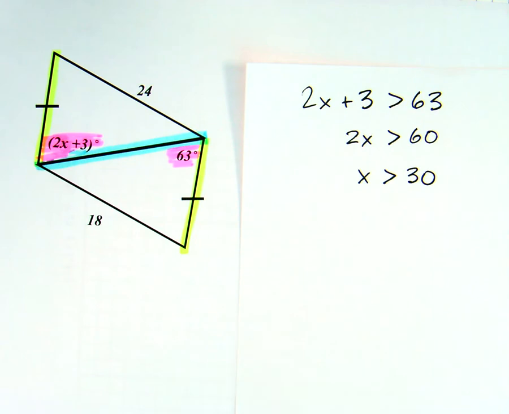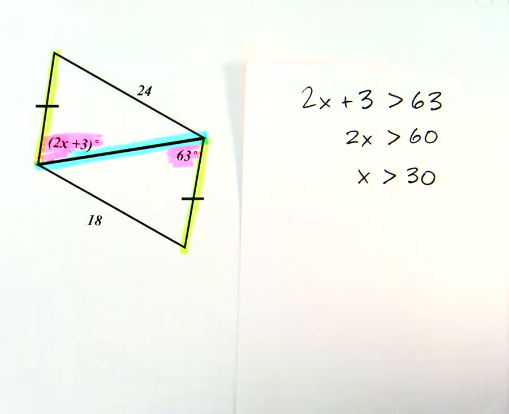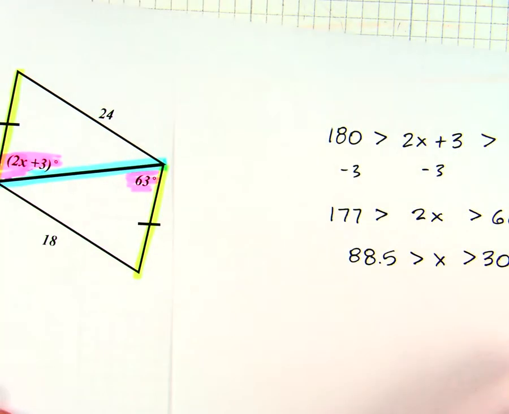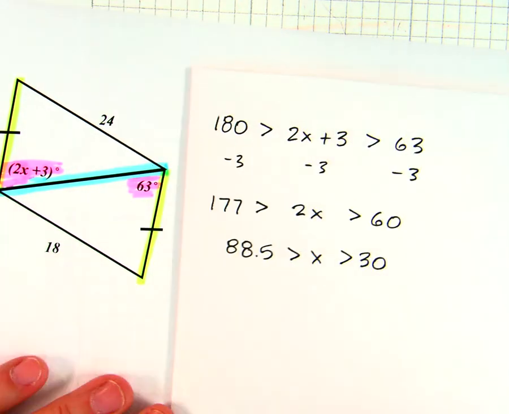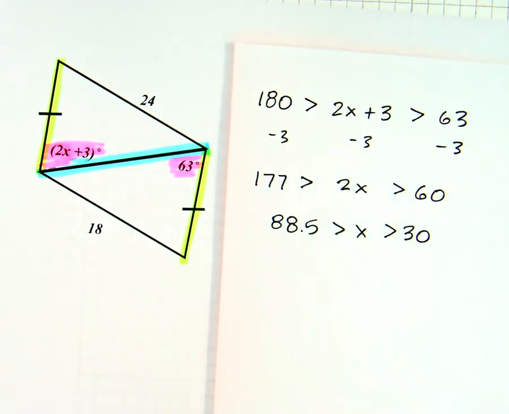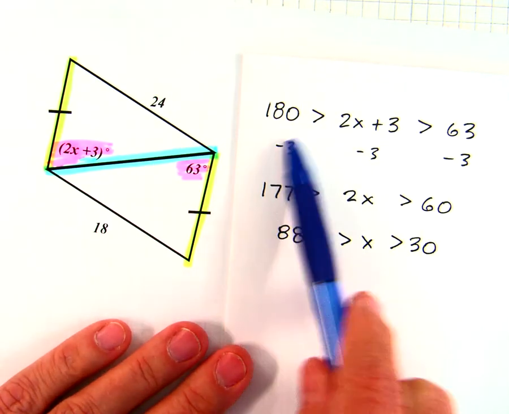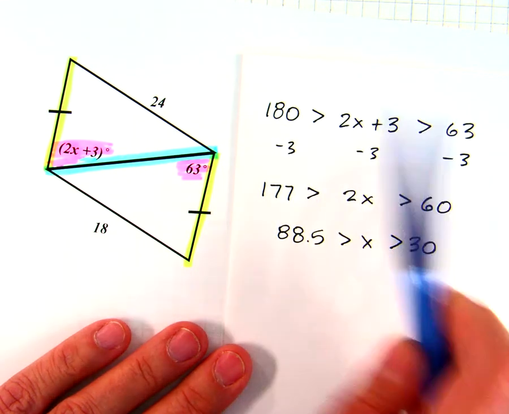I'm thinking this triangle does not have an angle in it that's 403 degrees. There's got to be some limit there. You say, well, okay, this angle has got to be less than 180 or it won't be a triangle. So we need to put that additional criteria in. Here I have the angle in question, 2x plus 3, is smaller than 180 and greater than 63.